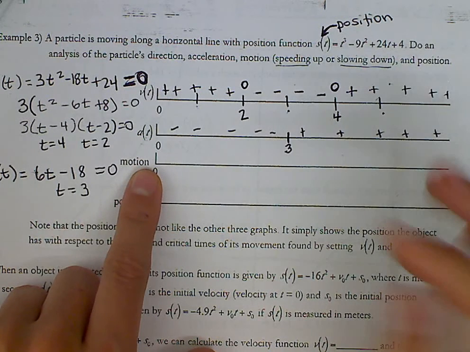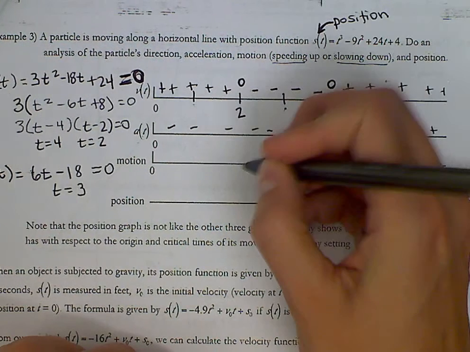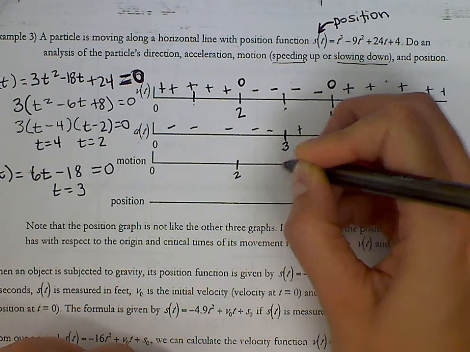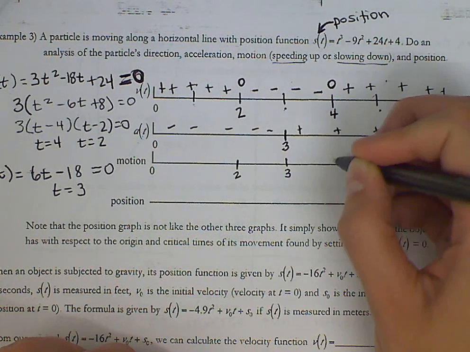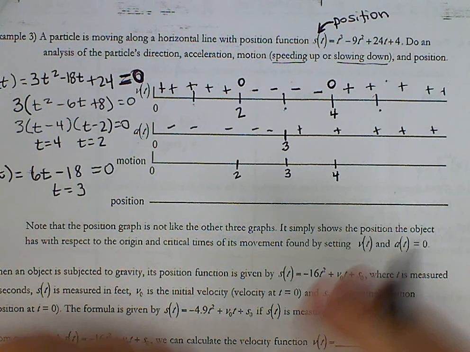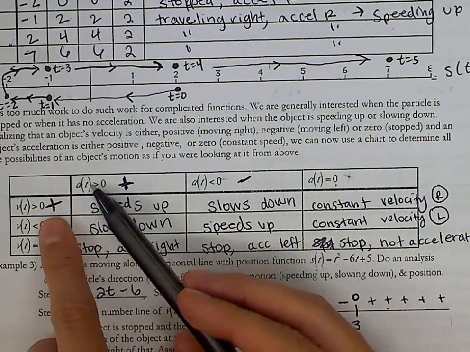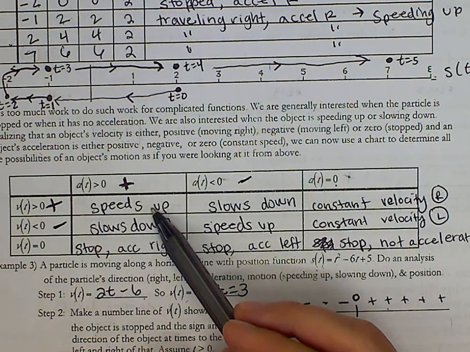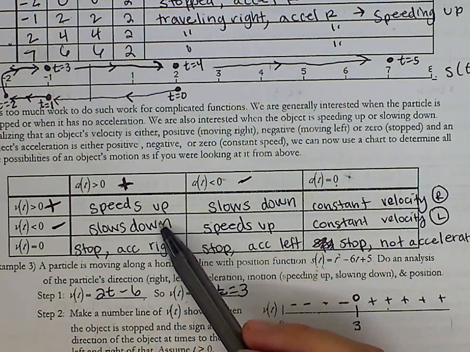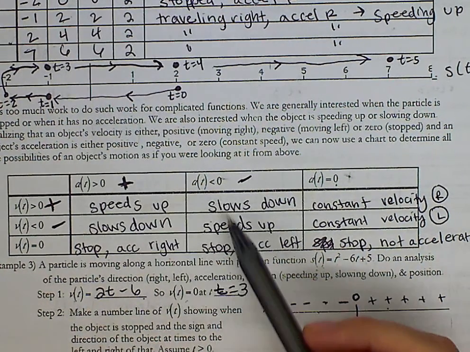bring all my critical points down into one graph and examine it there. So I'm going to bring down this critical point of 2, this critical point of 3, and the critical point 4. Okay. And remember, if we look back on the chart we made in class, we used the signs of the velocity and acceleration to figure out if it's speeding up or slowing down. So we know that if they have opposite signs, they're slowing down, and if they have the same sign, they're speeding up. Okay?